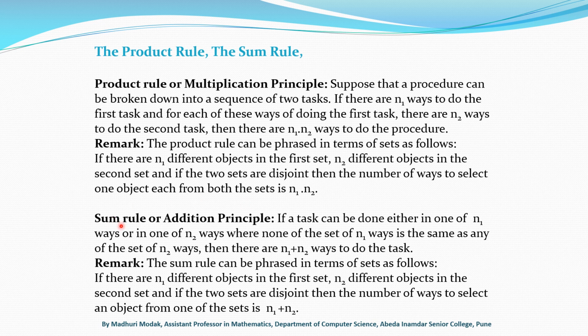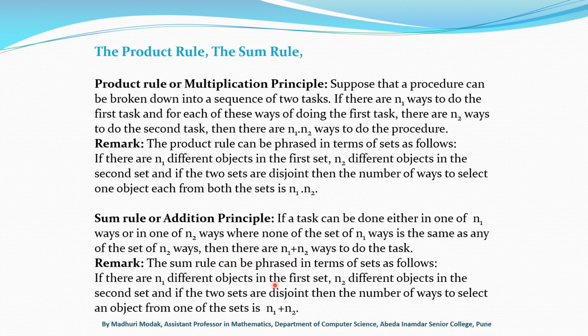Now see sum rule or addition principle. If a task can be done either in one of n1 ways or in one of n2 ways, where none of the sets of n1 ways is the same as any of the sets of n2 ways, then there are n1 plus n2 ways to do the task. See, now the task can be done either in one of n1 ways or in one of n2 ways. So whenever there is either or, at the same time none of the sets of n1 ways is same as any of the set of n2 ways, then to do that task total number of ways are n1 plus n2.